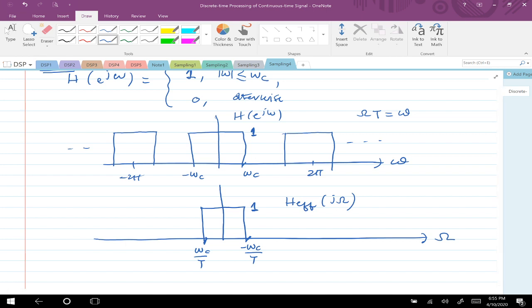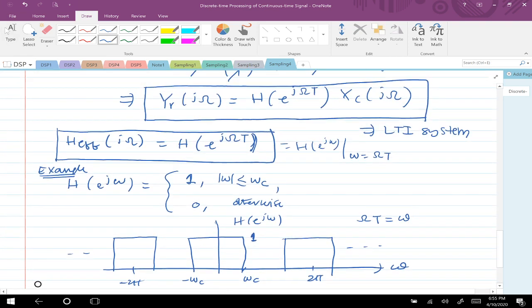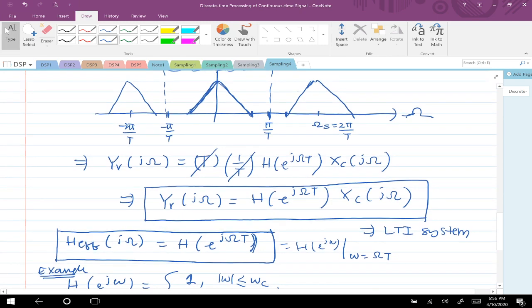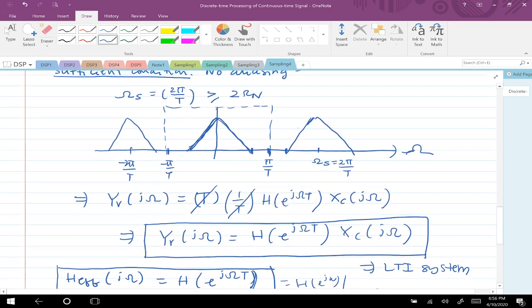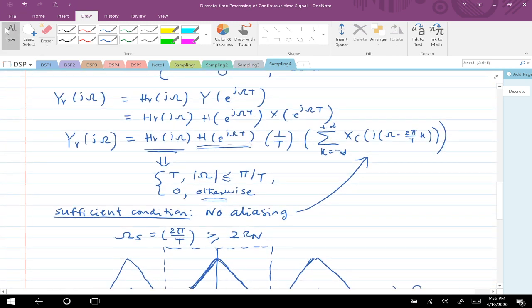You might be wondering, should I keep the copies in the other places also? Yes, in fact I could do that. There is not really a problem. I could keep the other copies, for example at 2 pi by T, I could draw the same thing here, and minus 2 pi by T. That's not a problem. Why is it not a problem? Because when I have H r of j omega, that would anyway cancel out the other copies.